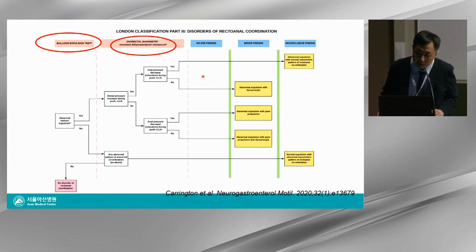This is another representative figure of the London classification regarding the disorders of recto-anal coordination. As you can see, anorectal dyssynergia can be categorized based on the result of manometry findings as well as the balloon expulsion test.